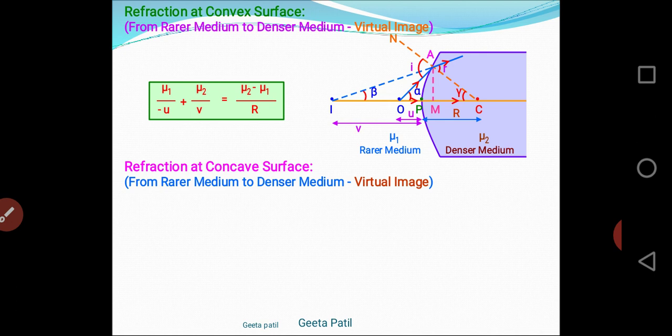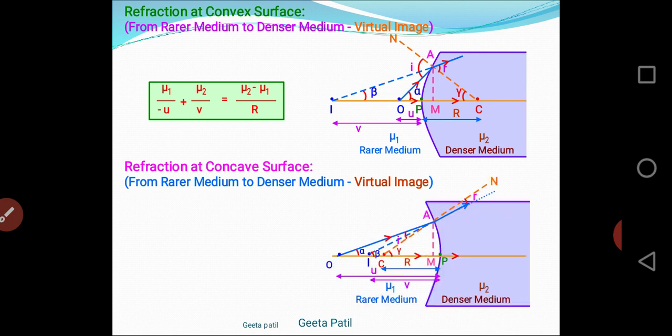Similarly, we can focus on the refraction at a concave surface. That is when the ray of light passes from rarer medium to denser medium to form a virtual image. This diagram indicates the virtual image formation in case of a concave surface. In this case, the above equation will be rewritten as mu1 by minus u plus mu2 by v is equal to mu2 minus mu1 by R.